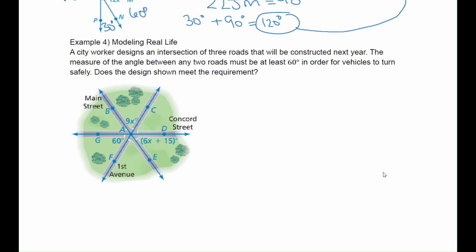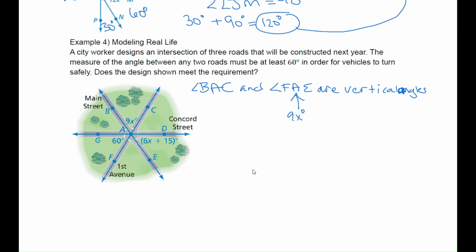So let's see. I'm not really seeing any helpful adjacent angles. I'm not really seeing anything right away. But what I do notice is that angle BAC and angle FAE, I see that these are vertical angles. That's definitely an A, right? Okay. So that means that FAE is going to be 9x degrees.